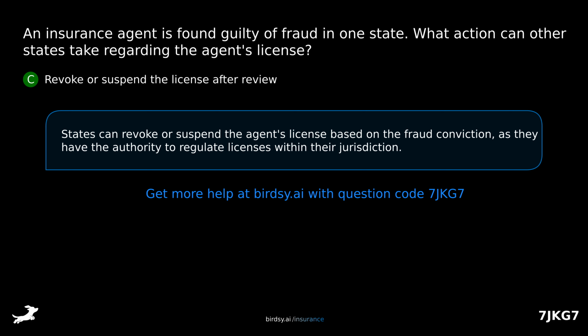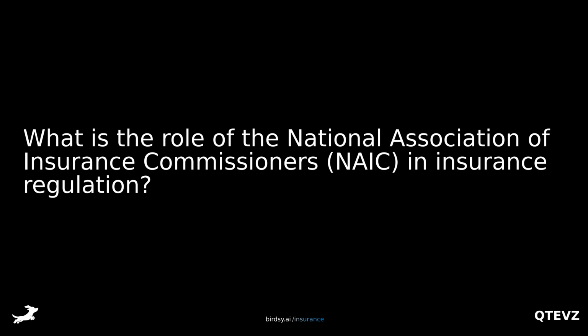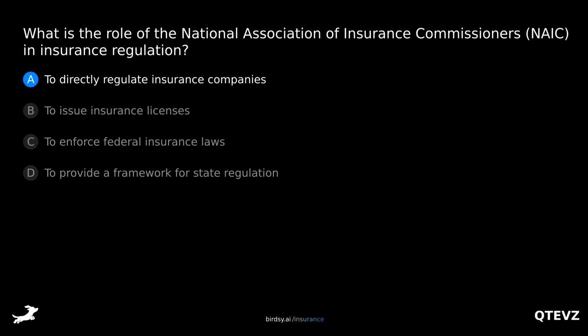States can revoke or suspend the agent's license based on the fraud conviction, as they have the authority to regulate licenses within their jurisdiction. What is the role of the National Association of Insurance Commissioners in insurance regulation? Is it A, to directly regulate insurance companies? B, to issue insurance licenses? C, to enforce federal insurance laws? Or D, to provide a framework for state regulation? The answer is D, to provide a framework for state regulation.